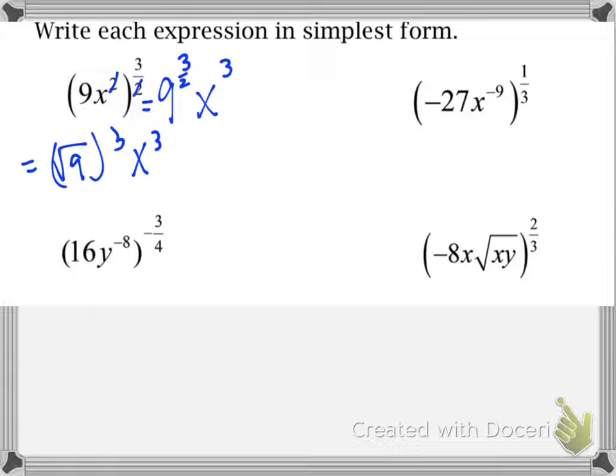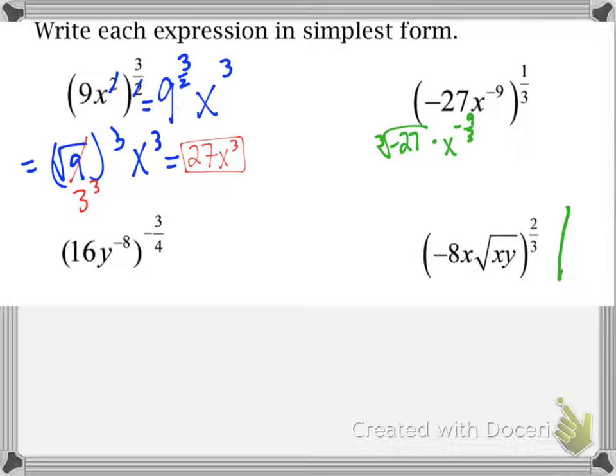And now I'm going to deal with the numbers and letters kind of separately. So I'm taking the square root first, and then raising that to the 3rd power. So I got the square root of 9 is 3. So 3 cubed is 27. There's my final answer.